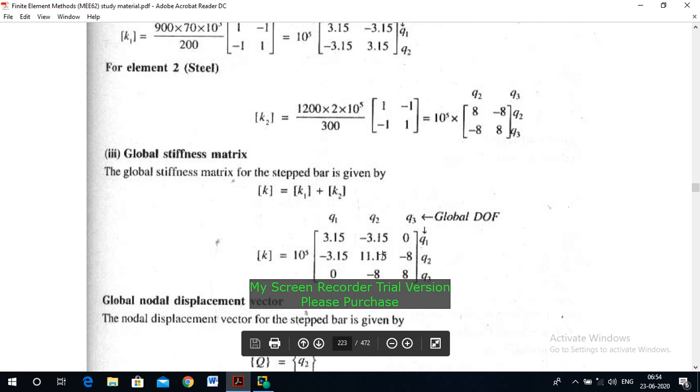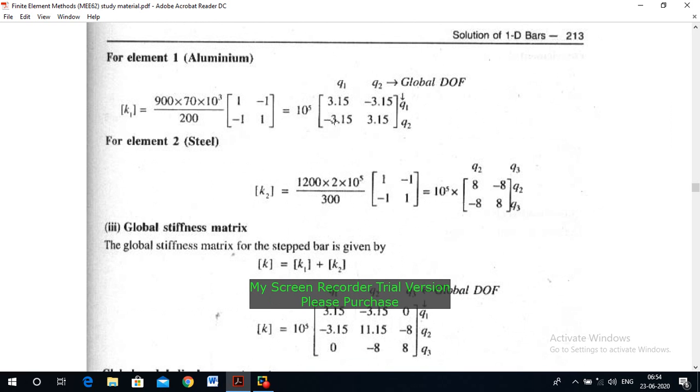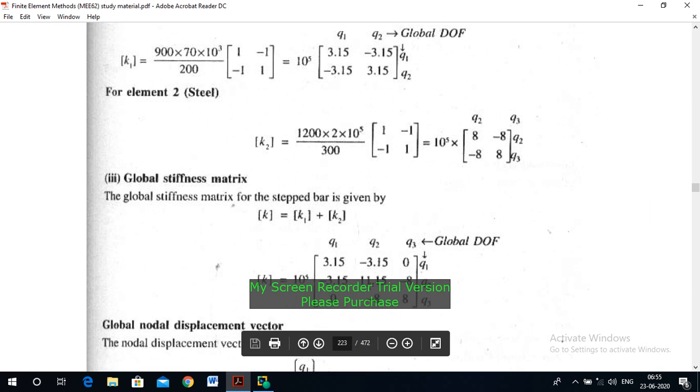Next, we need the element corresponding to second row, second column. In matrix 1, the element corresponding to second row, second column is 3.15, plus in matrix 2 there is also an element corresponding to second row, second column, which is 8. 8 plus 3.15 is a total of 11.15.